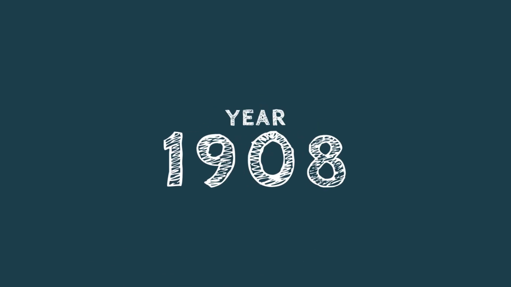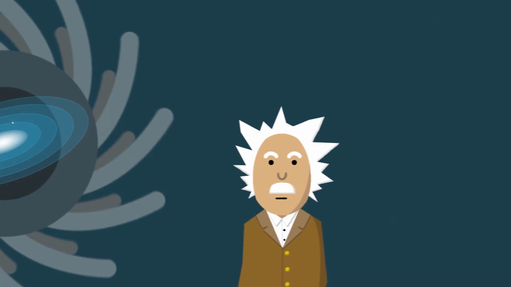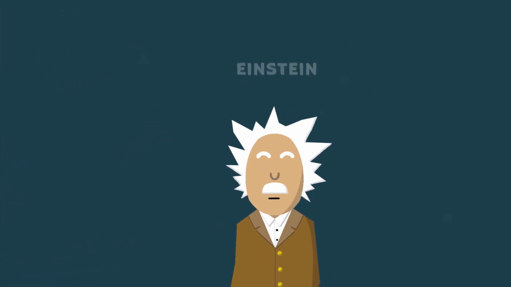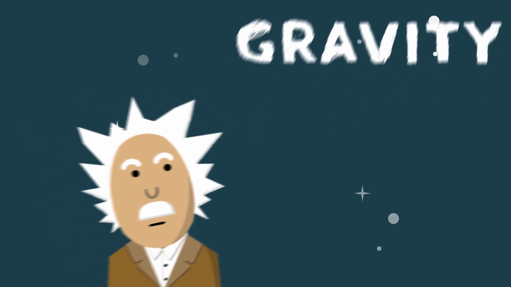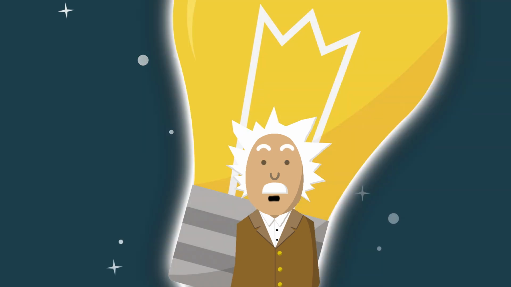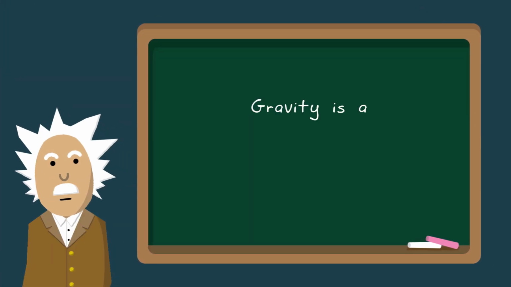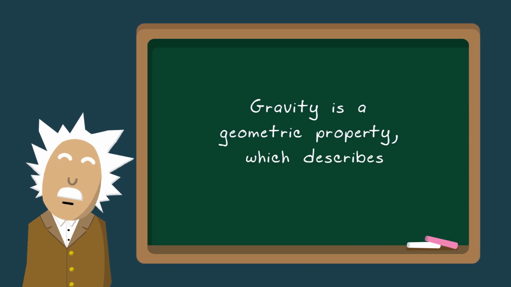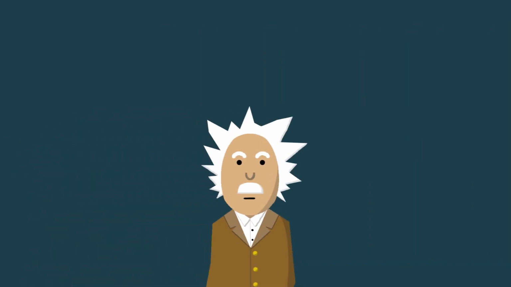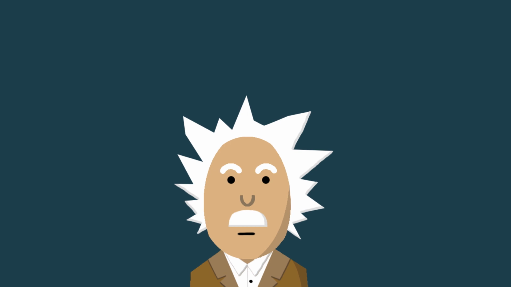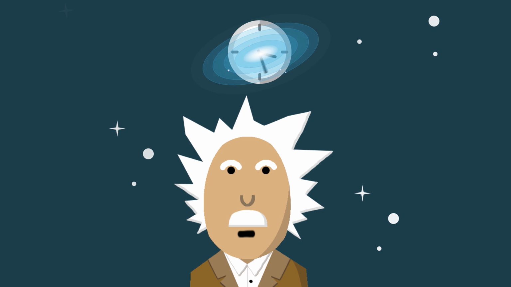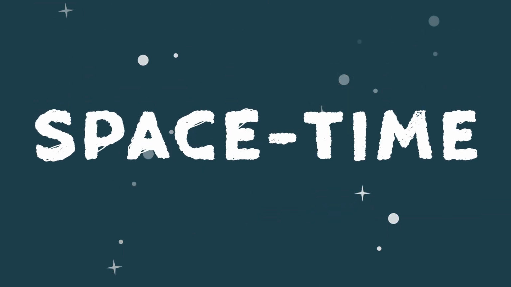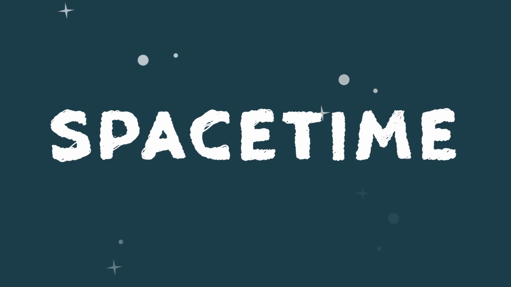So let's jump to the year of 1908. A young German physicist named Einstein looked at it and knew that our understanding of gravity is not complete yet. And he had a breakthrough. He found out that gravity is not just a force, but a geometric property which describes space-time. I know it sounds complicated, but to put it into simple words, Einstein found out that space and time are basically one thing. Space-time, what once were two different things, now happen to be connected.